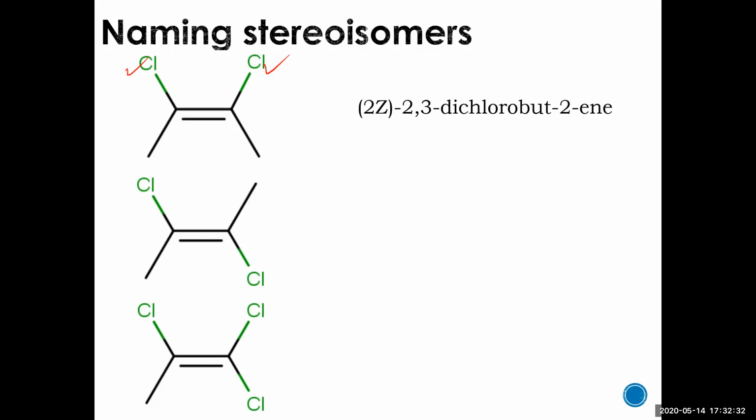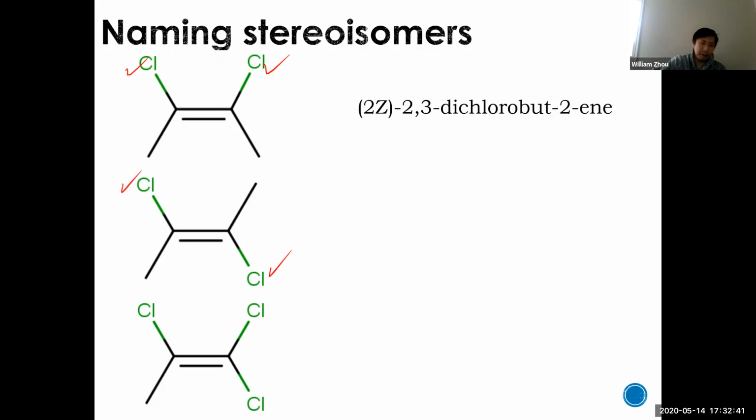Second example. You still have the 2 chlorines, except the 2 chlorines are now on opposite sides. So the high priority chlorines are now separate across from the double bond. So instead of Z, you would have E. The only difference between this name and the one on top is the EZ. The structure remains the same. You have butene, you have 2 chlorines on carbon 2 and 3. The only difference is on which side of the double bond. So there is a difference between these 2 structures.